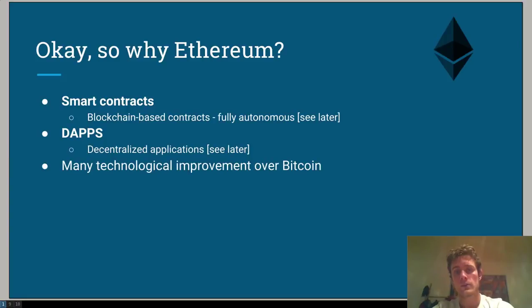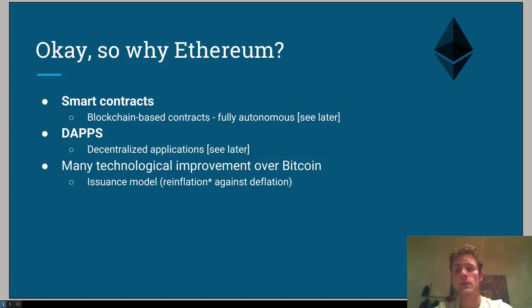So there are many technological improvements. So I told you a lot about what was wrong with Bitcoin, although it is still an absolutely amazing technological invention. It has some weaknesses, and Ethereum addresses a lot of them. So first, the issuance model. Well, in that case, you might argue whether it's an improvement or just a design choice.